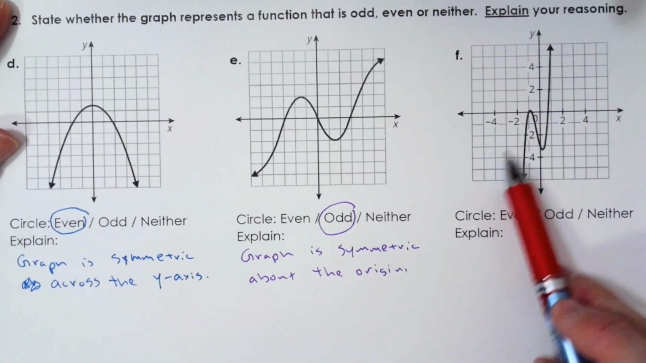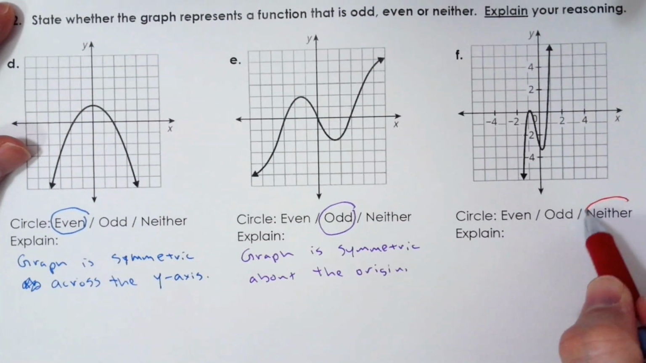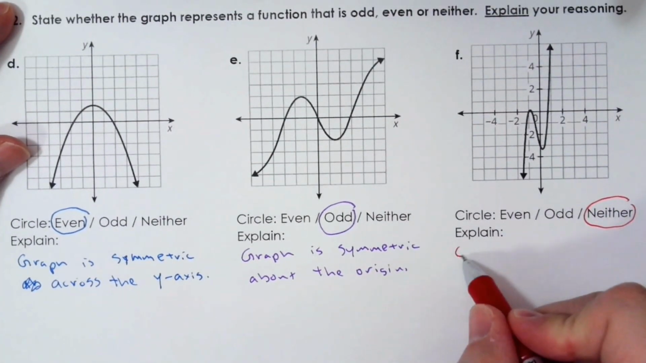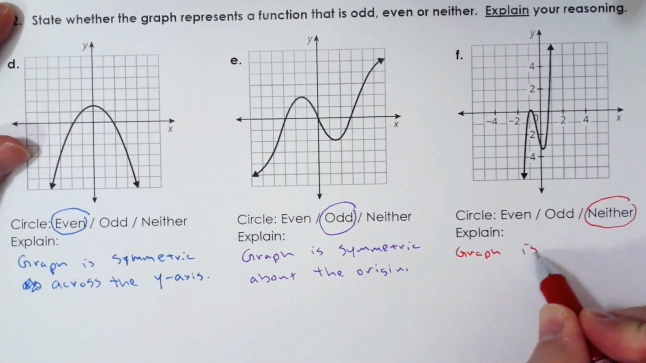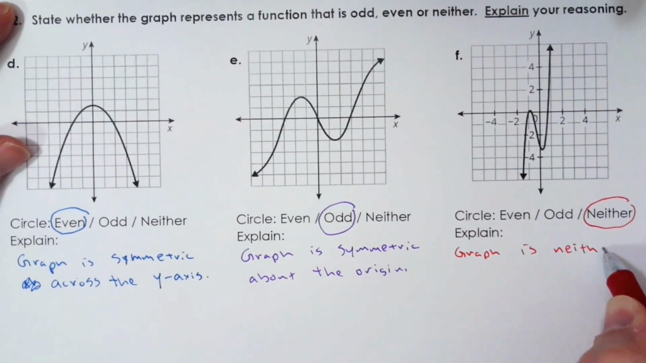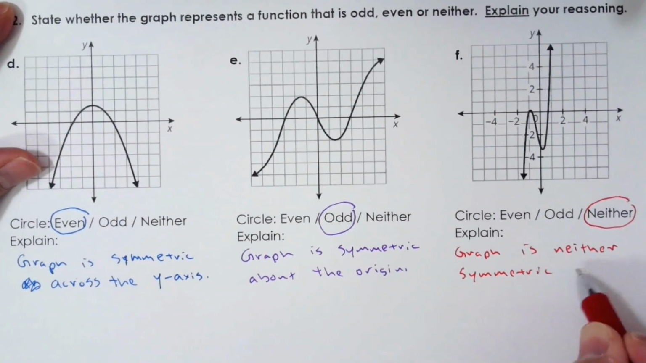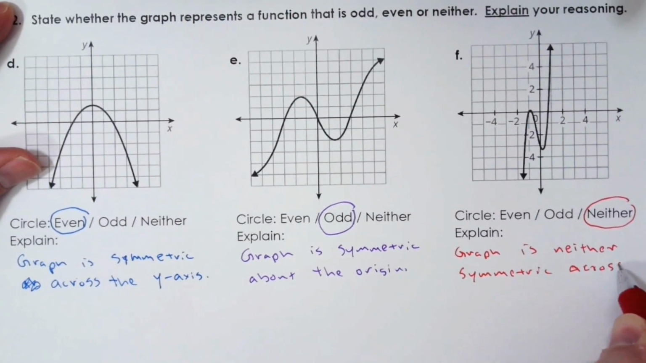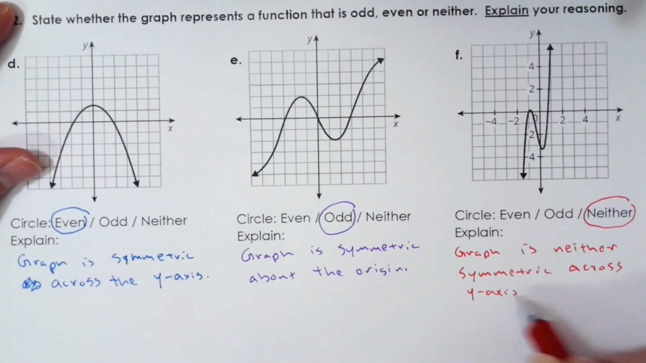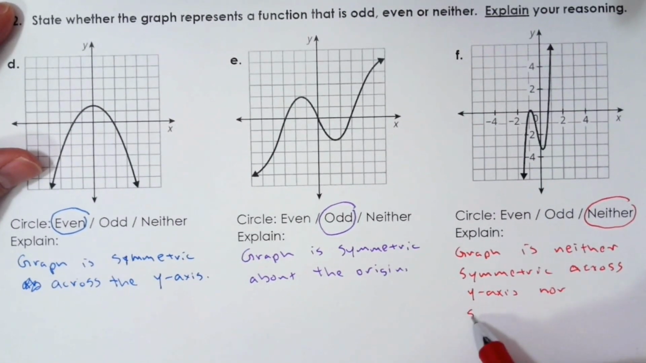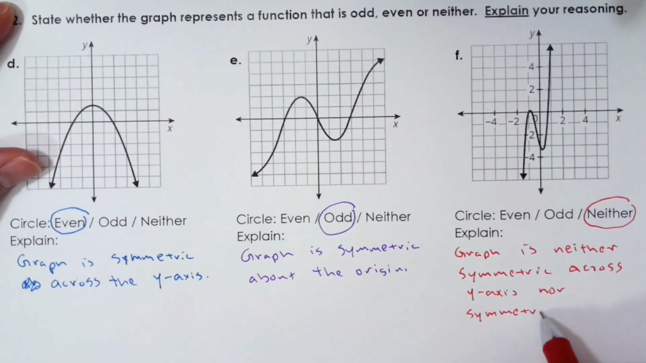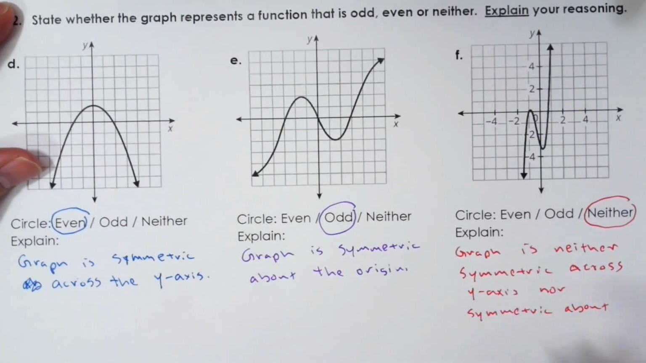And finally, here clearly neither of those things are true. Graph is neither symmetric across the y-axis nor symmetric about the origin.